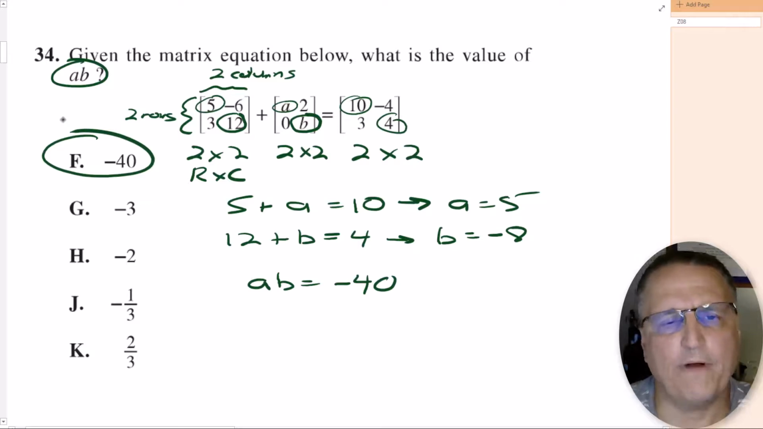Before we leave this problem, let me just point out that if I'm going to be adding or subtracting matrices, they have to be of the same dimension, and then I would add or subtract the corresponding elements inside of each one of the matrices. Let's go to another problem.